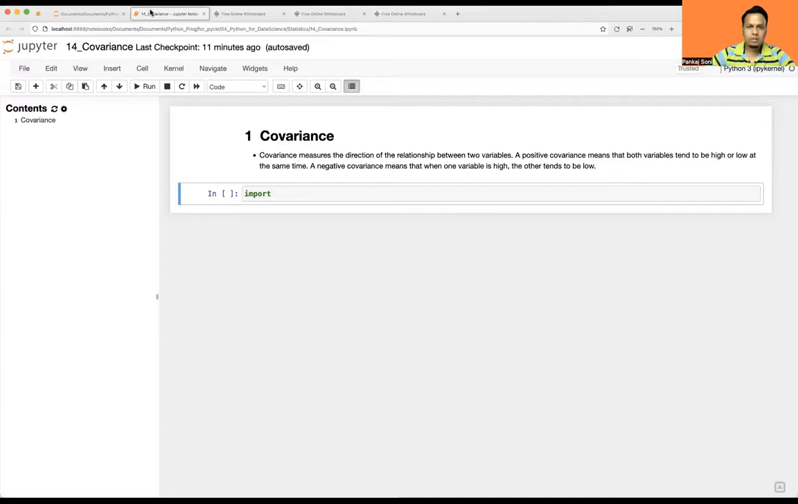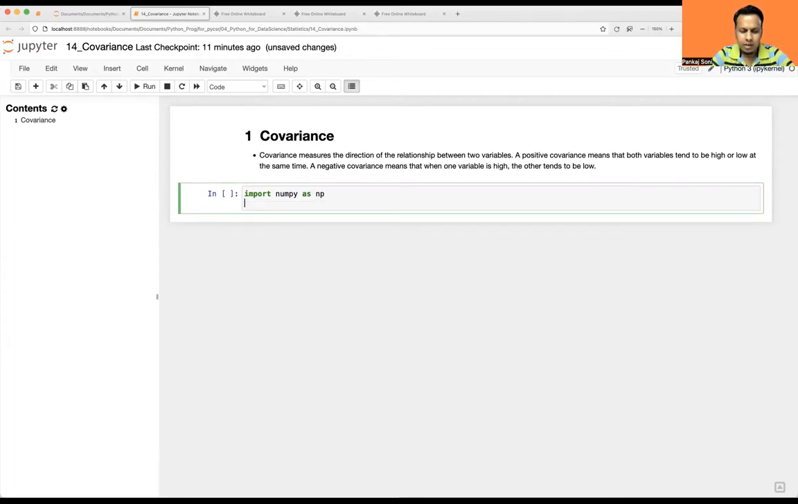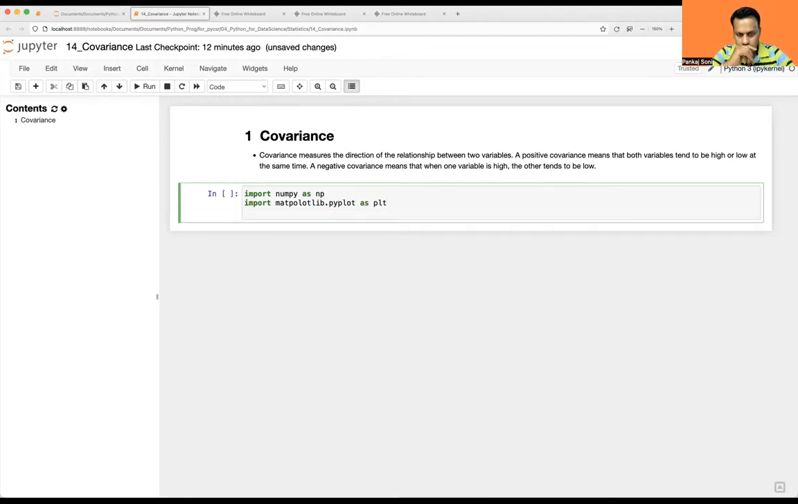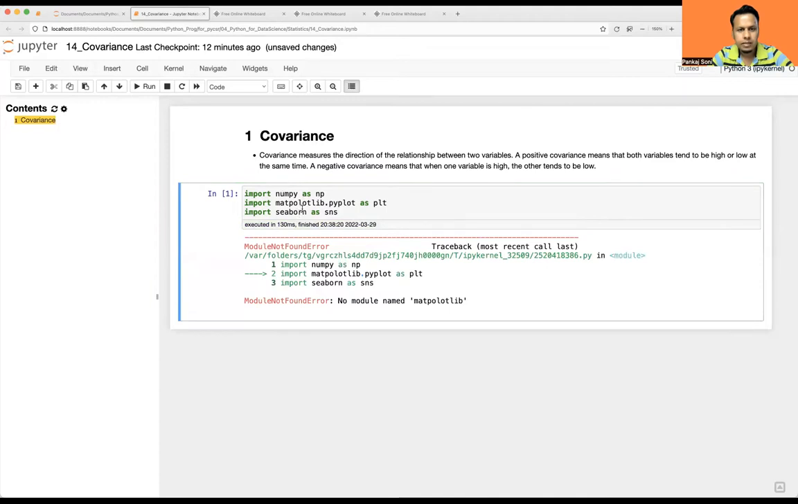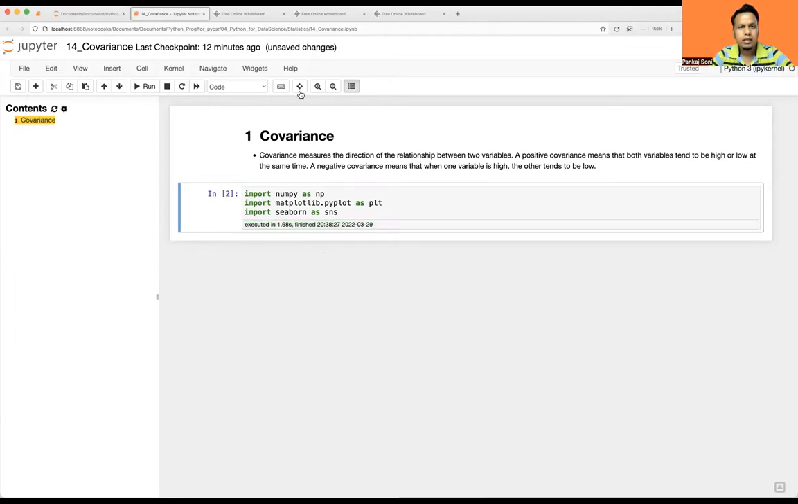Okay, guys, so let's go to the notebook and import all the libraries. I'll just import numpy as np. I may or may not need it, but that's okay. I will definitely need import matplotlib.pyplot as plt. Import seaborn for loading some toy data set, seaborn as sns. Okay, let's load that. Okay, so it is loaded.